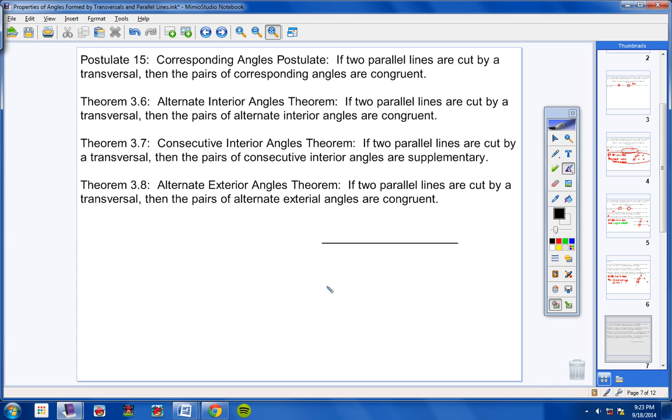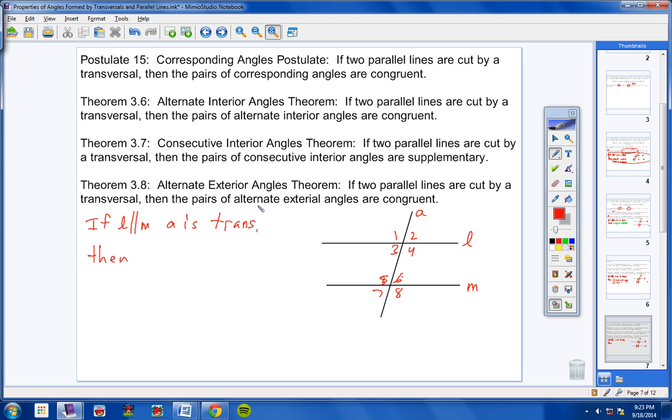Let's go ahead and put our two parallel lines, and we'll put a transversal here. We'll call this L, and we'll call this M, we'll call this A, and we'll say if L is parallel to M, and A is a transversal, which it is, then, and I forgot to number my angles, 1, 2, 3, 4, 1, 2, 3, 4, 5, 6, 7, 8.